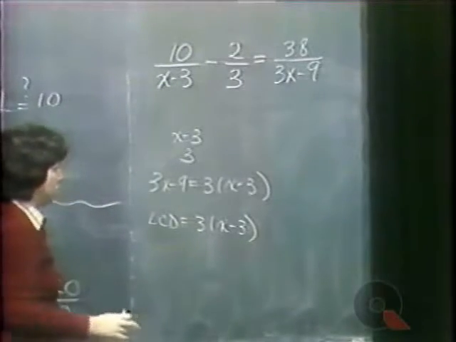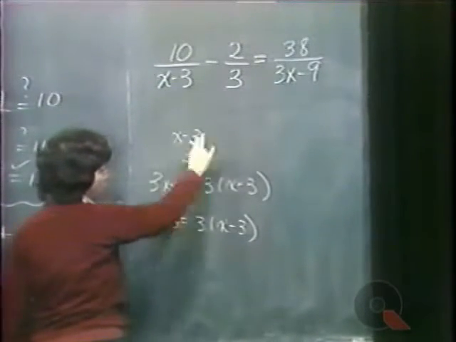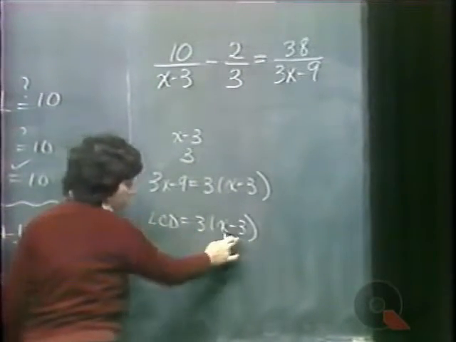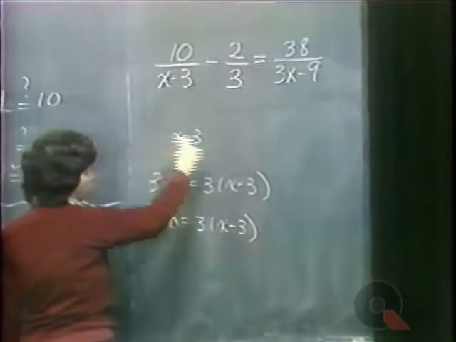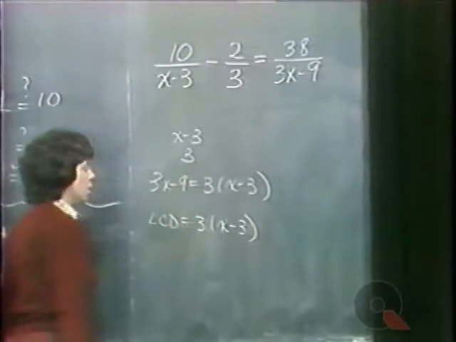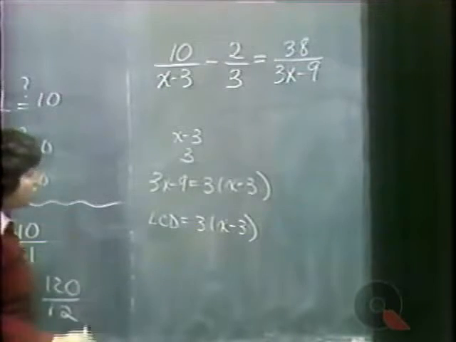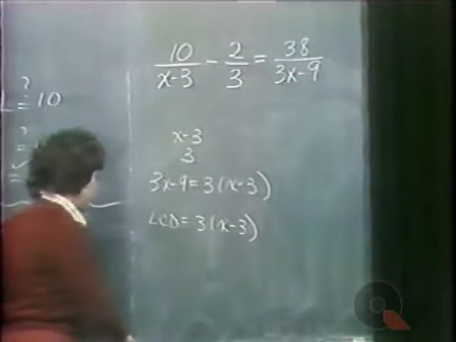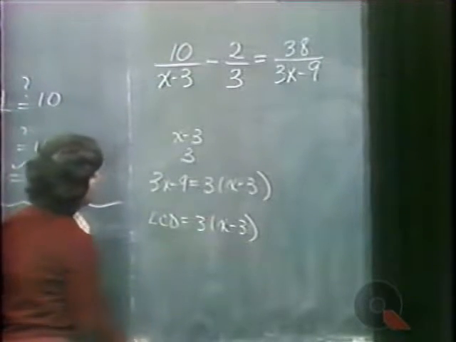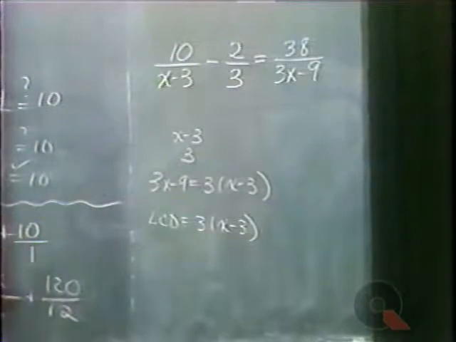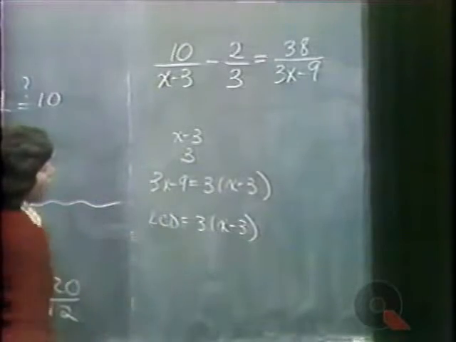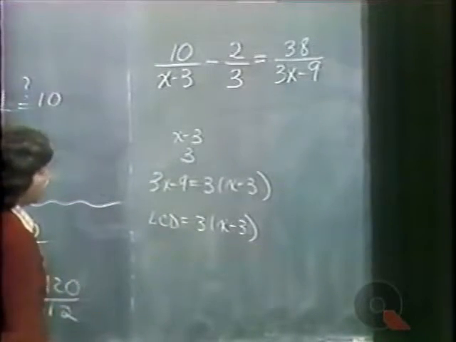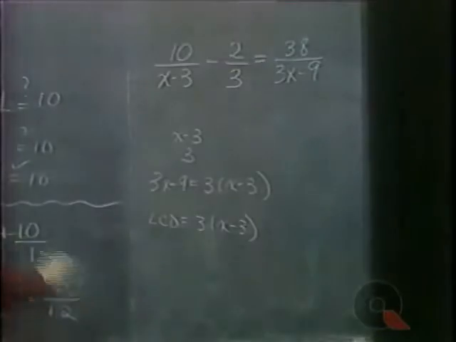There are only 2 types of factors: x minus 3, which occurs 0, 0, and once, so we put it in one time, and 3, which occurs 0, once, and once, so we put it in once. Remember, we take each factor the largest number of times it appears in any one denominator. So the LCD is 3 times x minus 3. We will multiply both sides of this equation by 3 times x minus 3 in order to clear fractions.